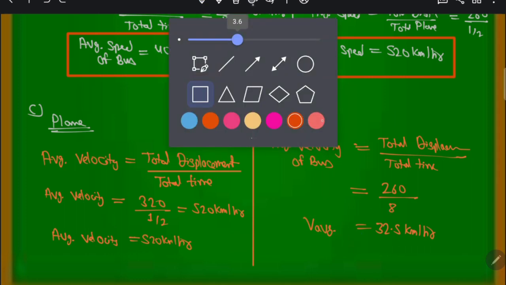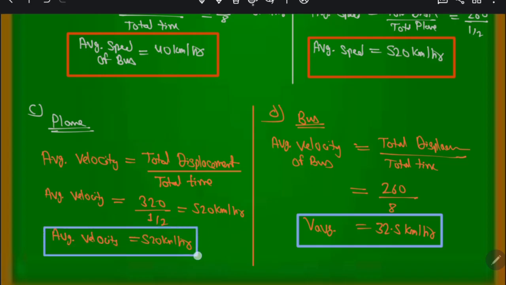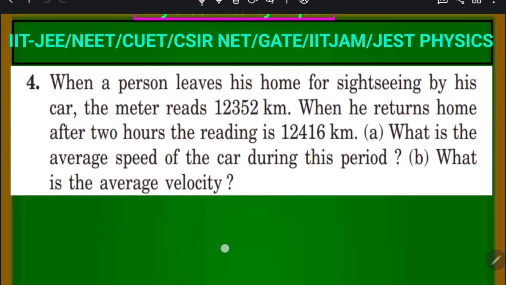Just a minute, I use a different color pen so that you can easily differentiate this. And average velocity of plane. Getting my point? The four questions are really nice. So now I proceed for the next question.